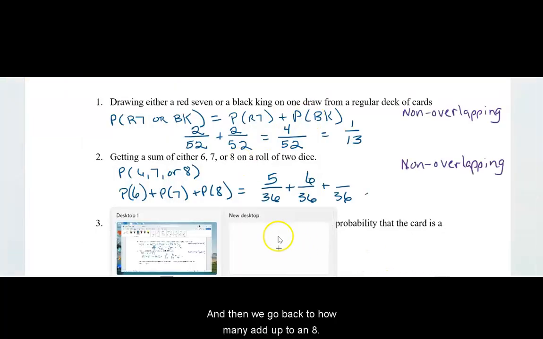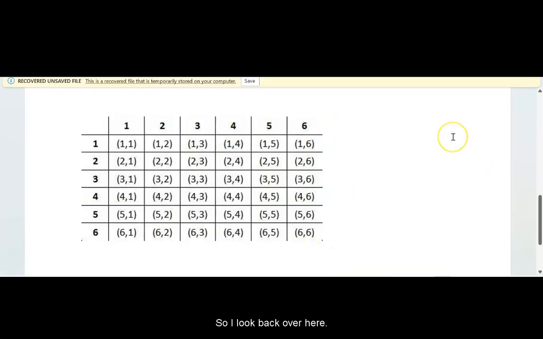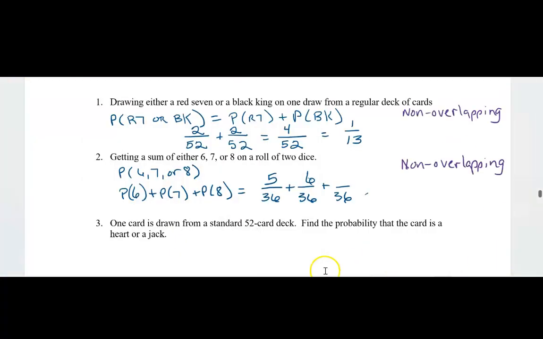And then we go back to how many add up to an 8. So I look back over here. That starts here at the bottom, the 6 and the 2. 1, 2, 3, 4, 5 add up to 8. Okay, so 5.